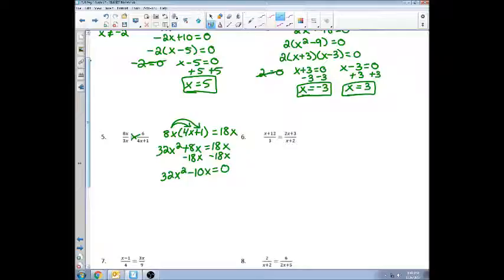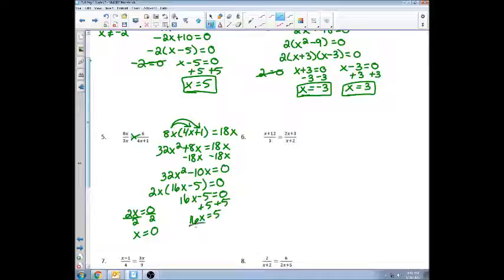Now that I only have two terms, I want to factor it. It would either be the difference of two squares, or I can take out a GCF. In this situation, I could take out a GCF of 2x. Would leave me with 16x minus 5 is equal to 0. I'm fully factored, so I can go ahead and set 2x equal to 0. Divide by 2. X equals 0. And 16x minus 5 is equal to 0. Add 5. 16x equals 5. Go ahead and divide by 16. So x equals 5 over 16.